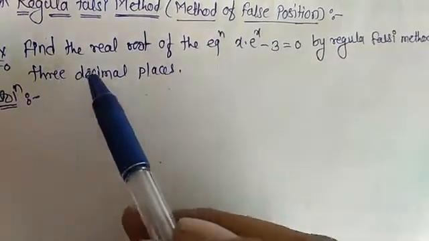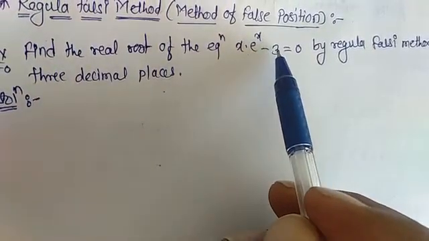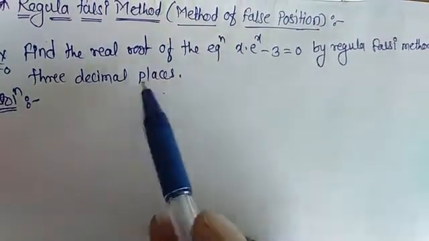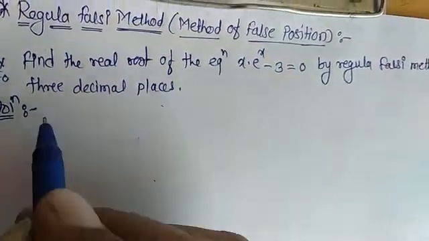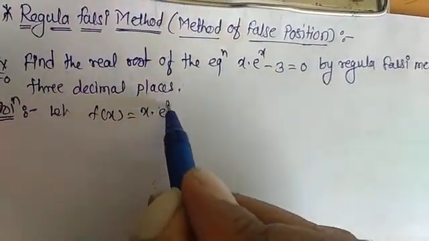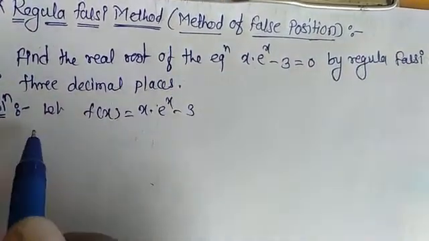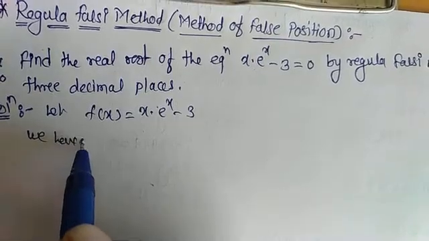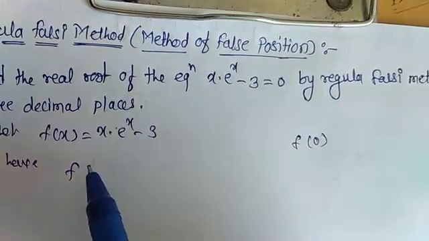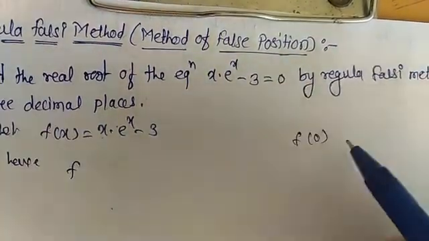Now consider the example. Find the real root of the equation x times e raised to x minus 3 equal to 0 by regula falsi method, correct up to 3 decimal places. Let f of x be x times e raised to x minus 3, which is our function. We first find, by rough calculation, f of 0. If you put x equal to 0 in this equation, it will be 0 times e raised to 0 minus 3, which is equal to minus 3.